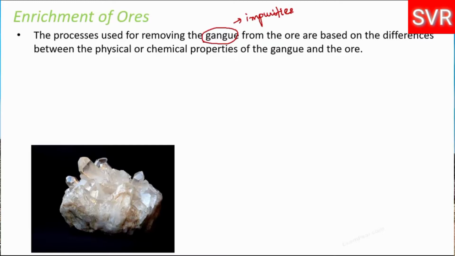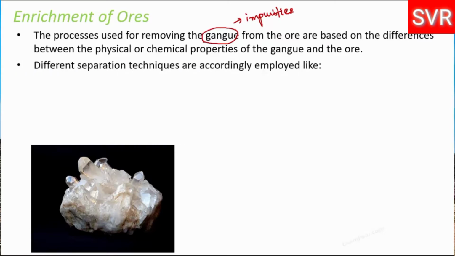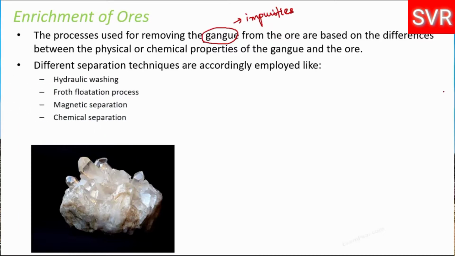Now there are many different processes which are used based upon the physical and chemical properties of the impurities and the ore. Like if they differ in their physical properties, we use a different method. If they differ in their chemical properties, we use a different method. Some of the separation techniques that are often used are hydraulic washing, froth flotation process, magnetic separation and chemical separation.